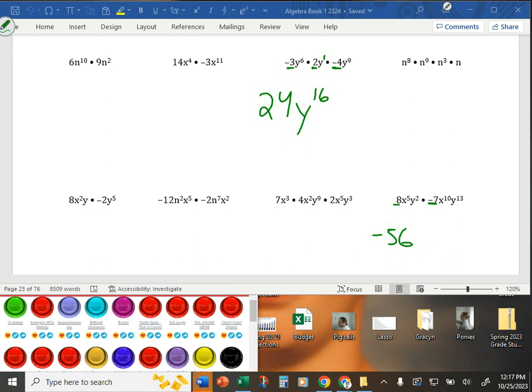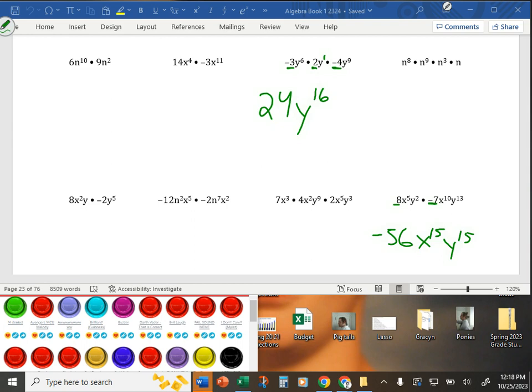Then with our bases, we have x to the 5th and x to the 10th. How many x's do we have in all, Peyton? We have x to the 5th and x to the 10th. How many x's do we have in all? 15, right? Think about what that means in expanded form. X to the 15th. And then y squared and y to the 13th, what happens to those powers? How many y's do we have, Aiden? 15. Very good. See how much nicer this is than using expanded form?